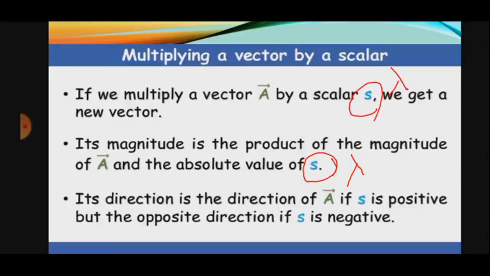Multiplying a vector by a scalar. A vector multiplied by a scalar, the resultant is a vector quantity. Now see, if we multiply a vector a vector by a scalar, denoted by lambda, we get a new vector, that means another vector. Its magnitude is the product of the magnitude of a vector and the absolute value of the scalar quantity. It is denoted by lambda.